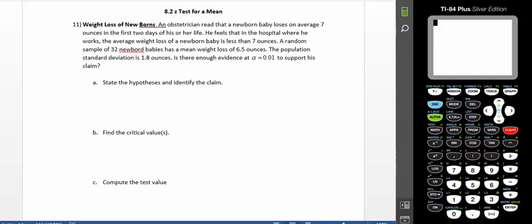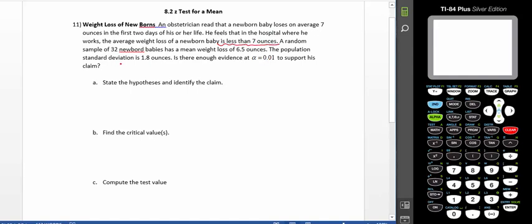8.2 Z-test for mean. Weight loss of newborns. An obstetrician read that a newborn baby loses on average 7 ounces in the first 2 days of his or her life. He feels that in the hospital where he works, the average weight loss of a newborn baby is less than 7 ounces.